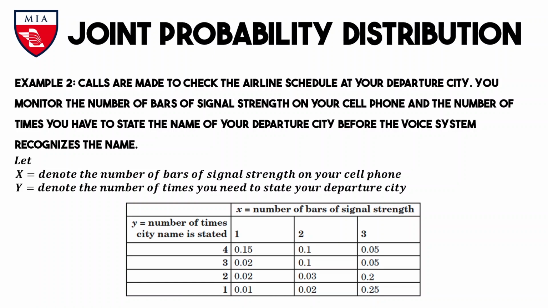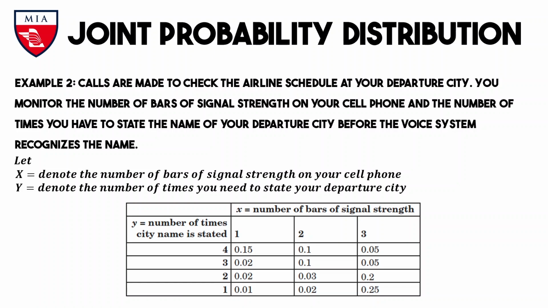Calls are made to check the airline schedule at your departure city. You monitor the number of bars of signal strength on your cell phone and the number of times you have to state the name of your departure city before the voice system recognizes the name. So in terms of joint probability distribution, we let x and y denote a certain number.